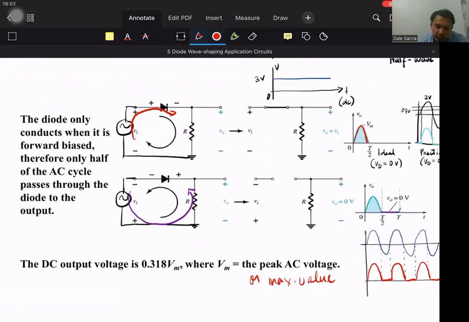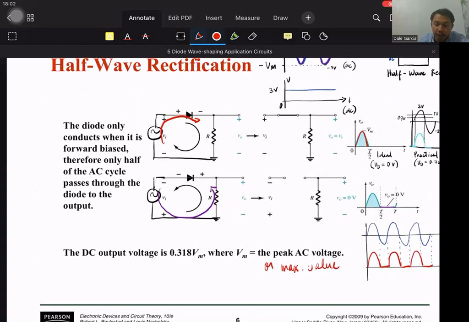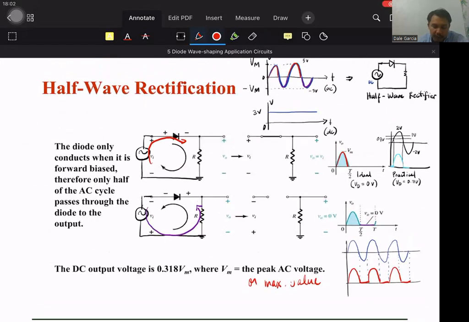So, where this 0.318 multiplied by the maximum value comes from was obtained using calculus, so we will not derive it here. We'll just take note of that one. What does this mean?